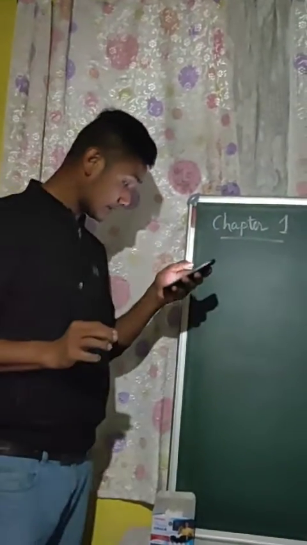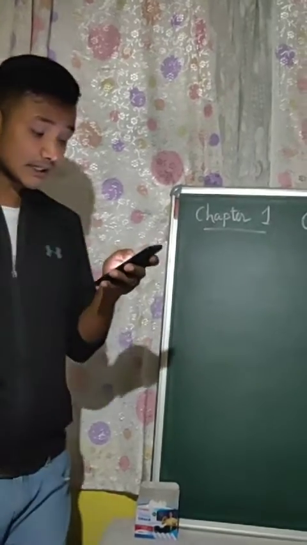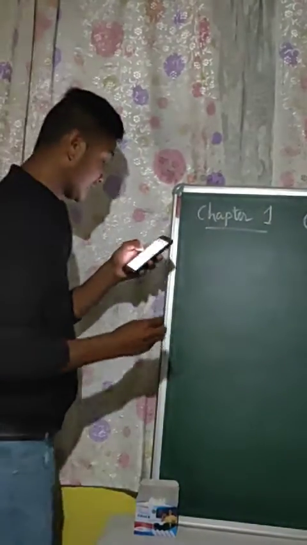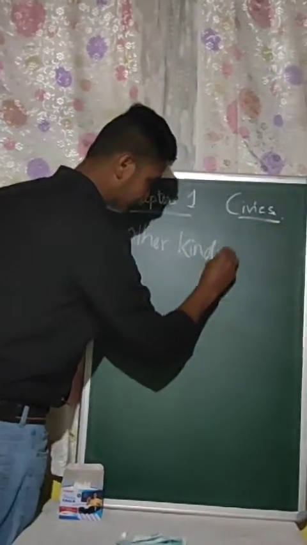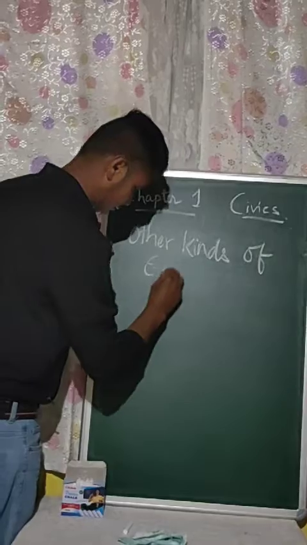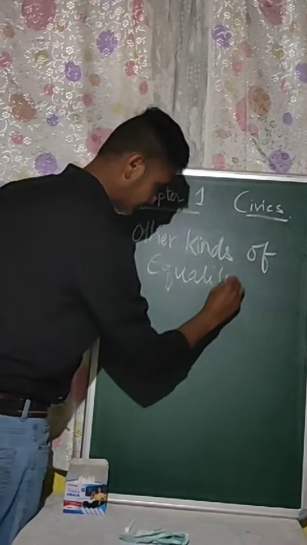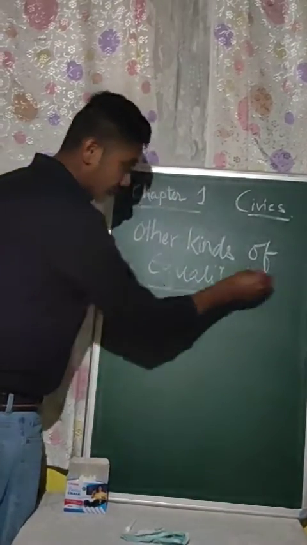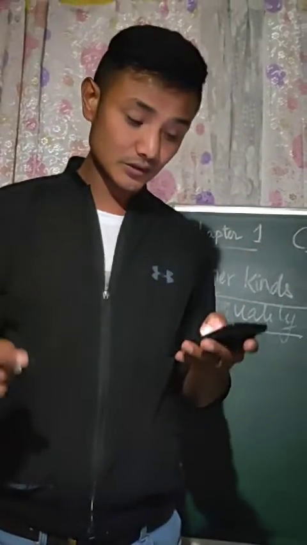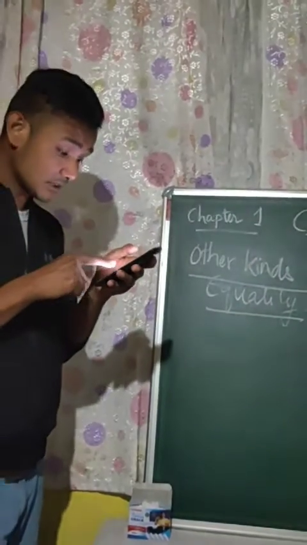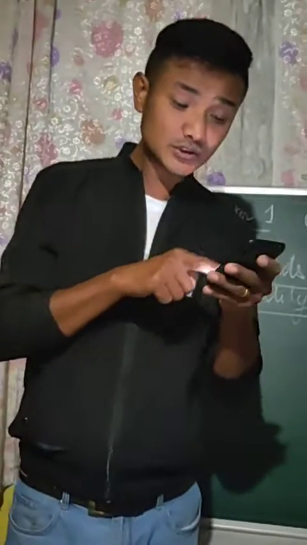Okay, now there are other kinds of equality. I gave you one type of equality, which is equal right to vote. Apart from this, there is another kind of equality also, which I'm going to explain now. Now there is a story. Please go through it.